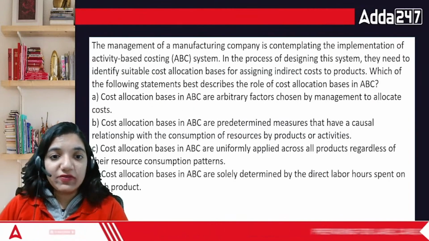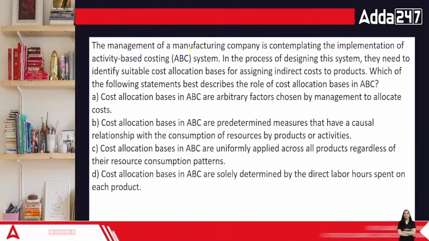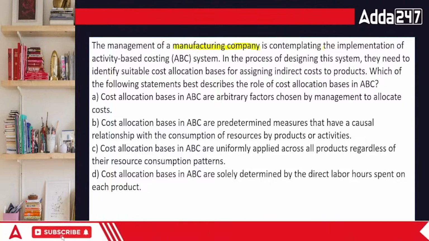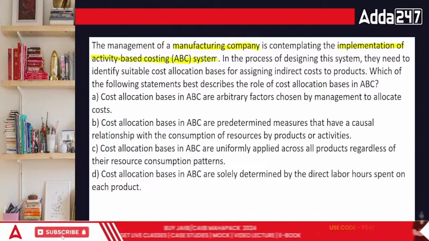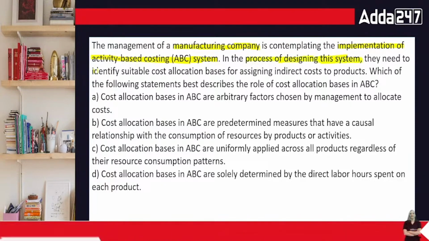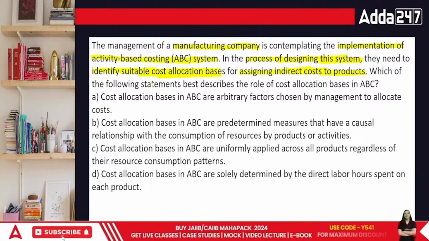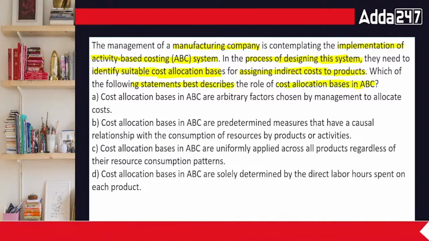Okay, next question is of costing, everyone. I hope it is visible now. The management of the manufacturing company is contemplating the implementation of ABC costing system. In the process of designing the system, they need to identify suitable cost allocation basis for assigning indirect cost to products. Which of the following statements best describes the role of cost allocation basis in ABC?